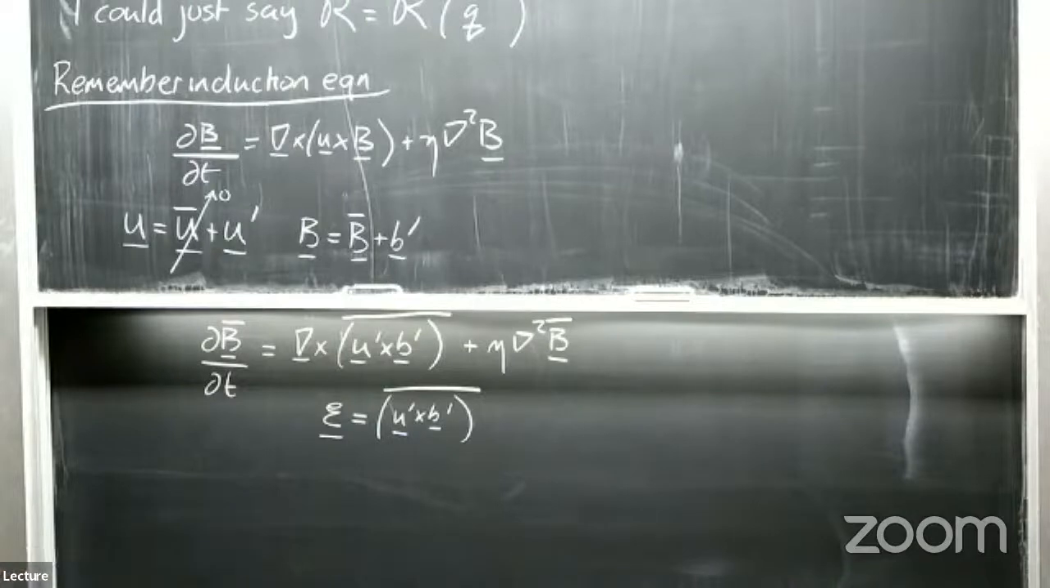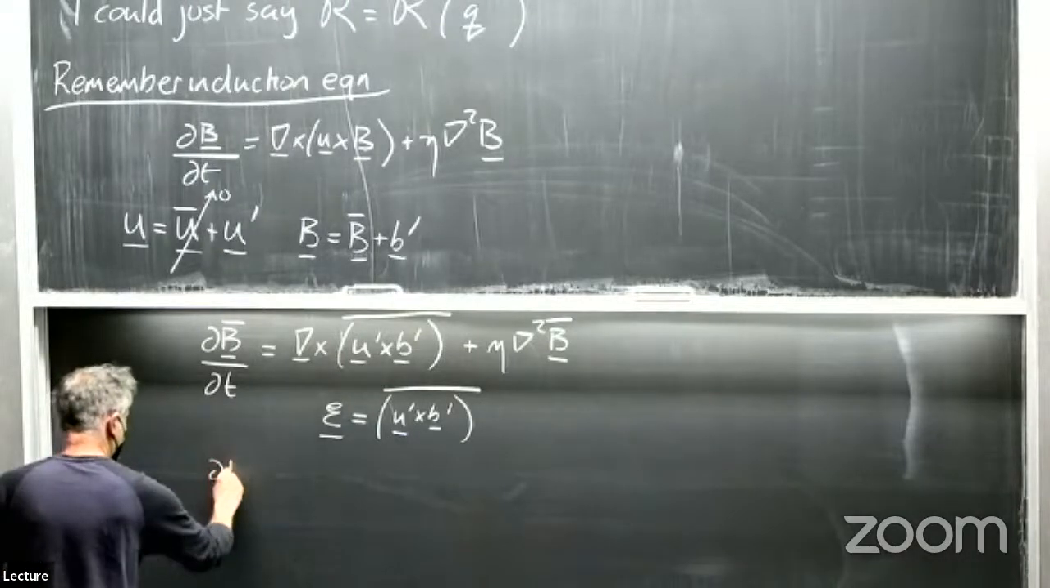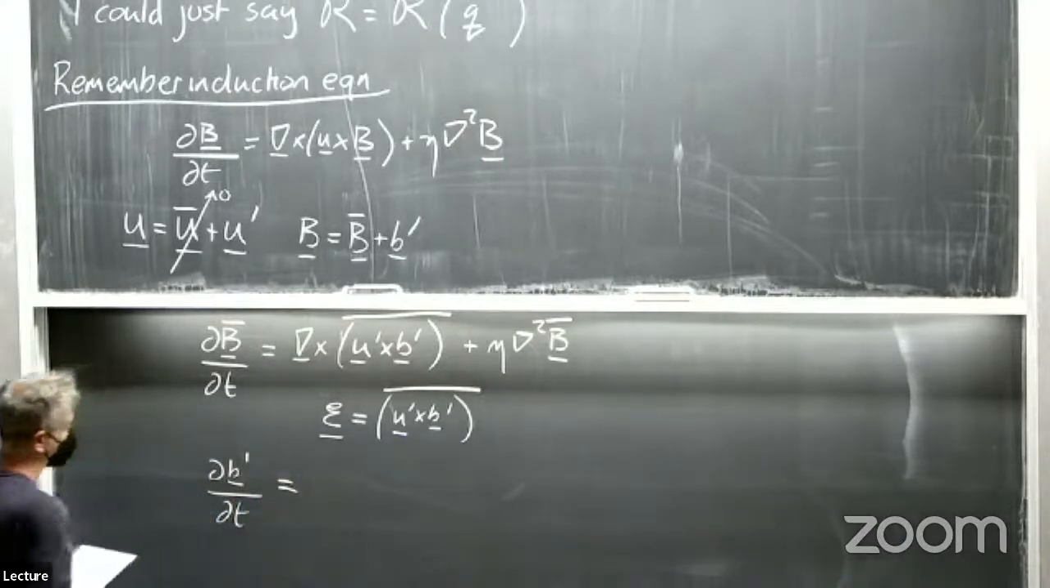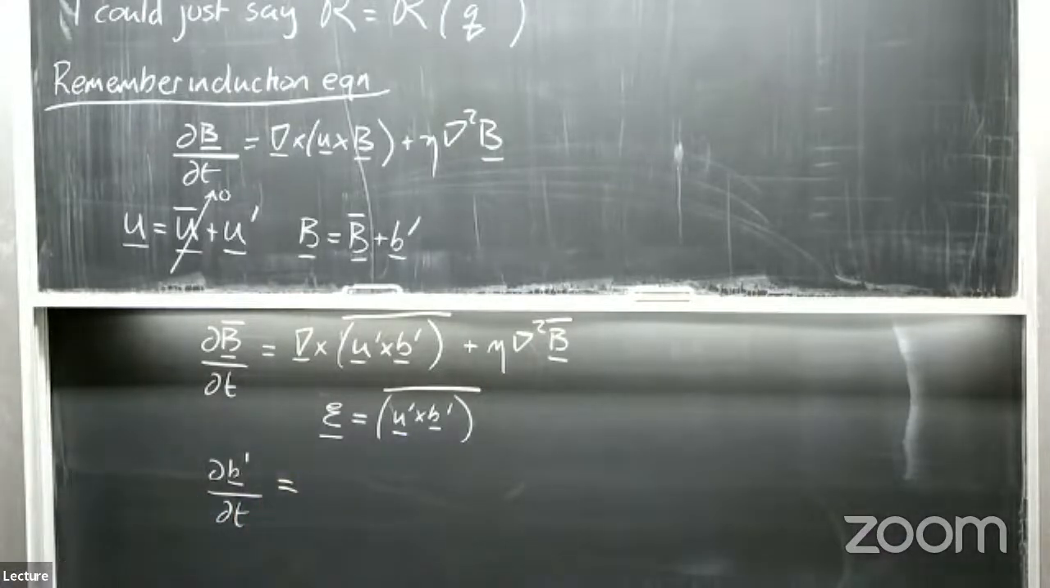And I could write down an equation. I'm not going to write it down for you. It's in the notes, but I'm not going to write it out for the fluctuations. There are linear terms, and there's a pain in the neck term. Okay.